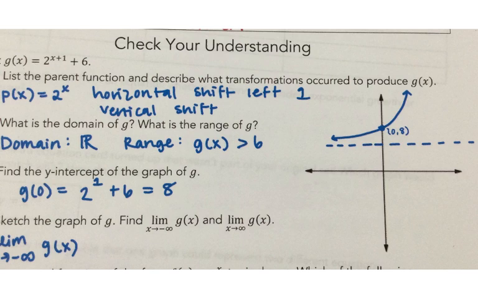The limit as x approaches negative infinity of g of x. As our x's go to negative infinity, the y's go to 6. They approach the horizontal asymptote. What about the limit as x approaches infinity of g of x? As we go to the right, the y's go to infinity. They go up forever, without bound.